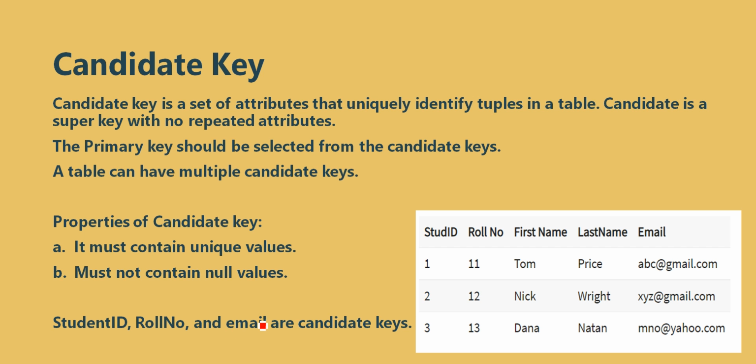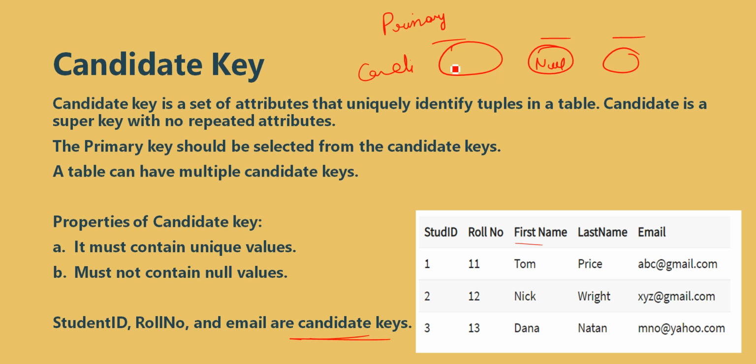Ma'am, question. Yes, please. If the name cannot be a candidate key... No, it is never going to be a candidate key. Candidate keys are basically the options from which we can select any one as a primary key. It is the same as a super key, but the difference is that in a super key we can have null values, but a candidate key is never ever going to have a null value. It is always going to be unique and not null.